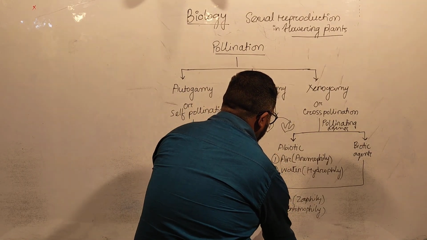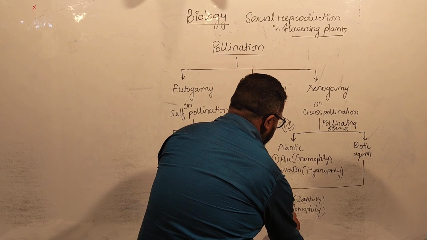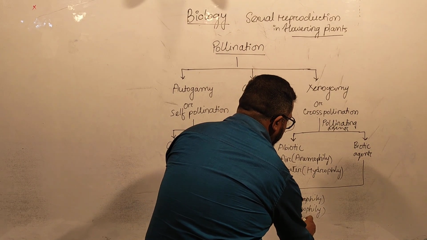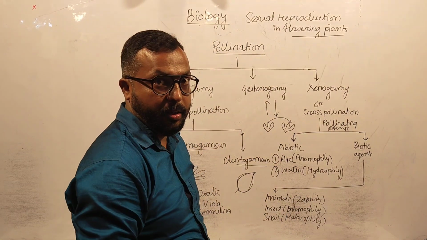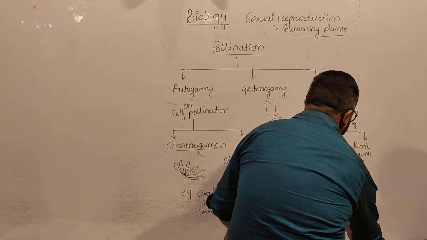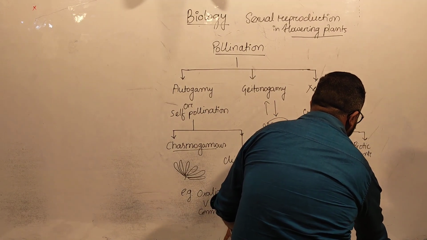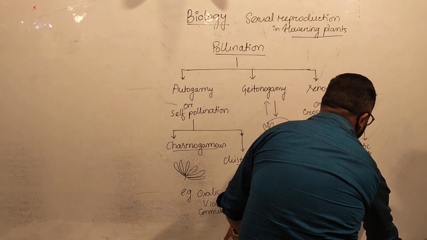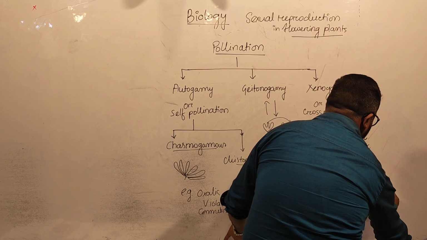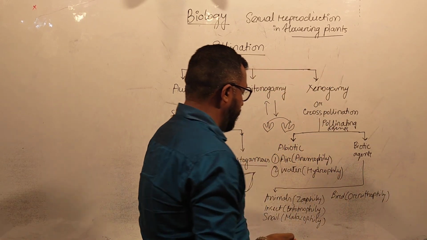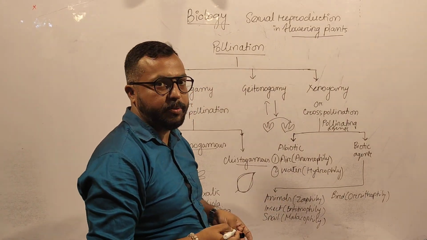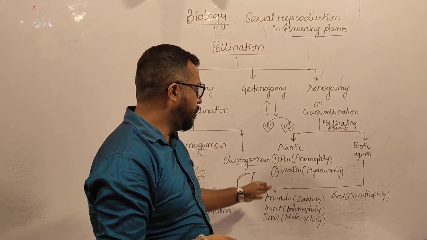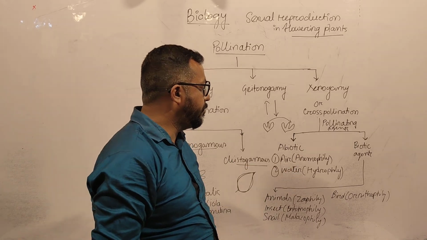Sometimes it can be a snail. If it is a snail, it is called malacophily. Sometimes it can also be a bird. If it is a bird, it is called ornithophily. So these are animals, insects, snails, birds. There are many biotic agents which can cause pollination, and according to that, there are different names.